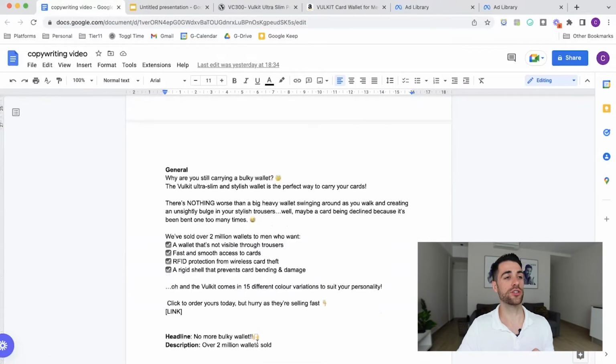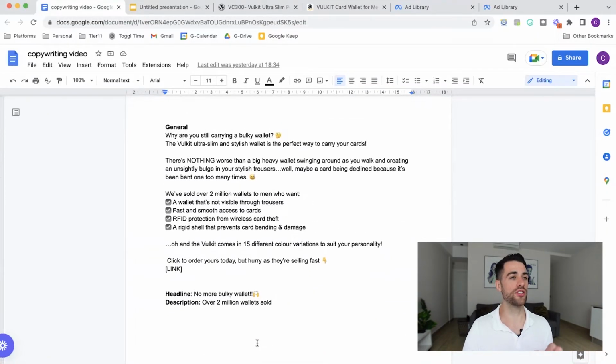And then we've got this second one, which I like to use too. So this is what we're just calling the general one. It might actually be a specific formula and has a name, but who cares? And it starts with the hook. So why are you still carrying a bulky wallet? As you can see, we used that in the one above as well. The Vulkit Ultra Slim and Stylish Wallet is the perfect way to carry your cards.